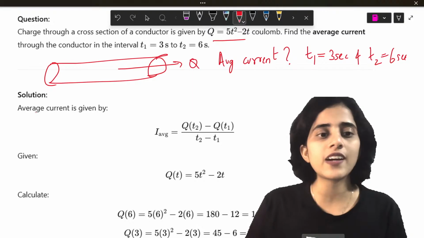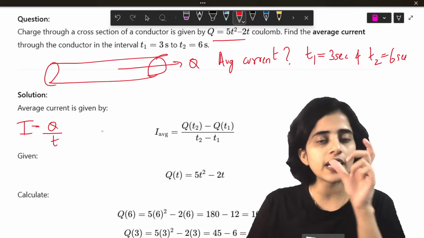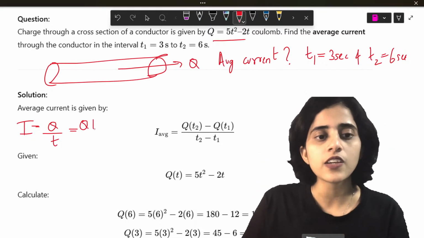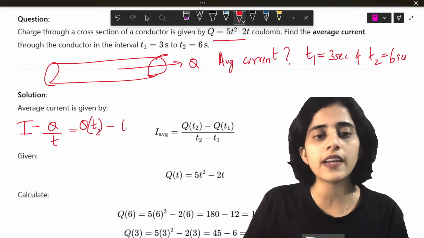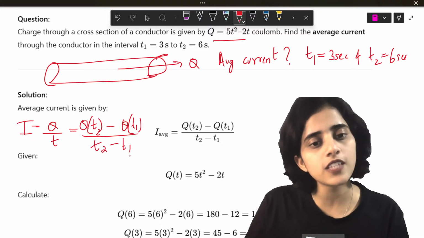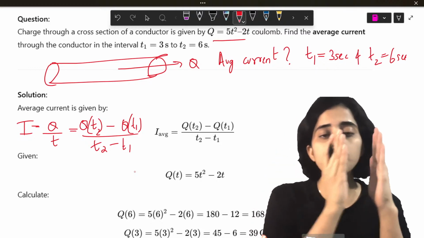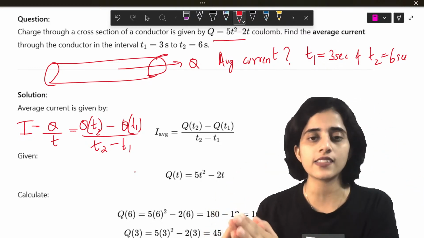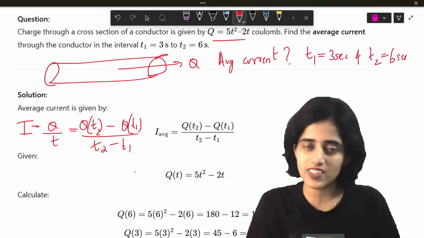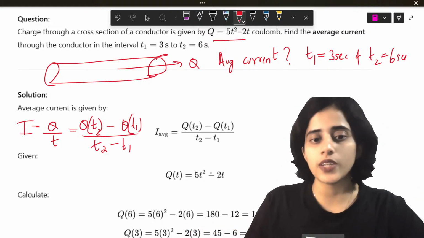So let's find the formula for current. Current is equal to Q by T. Since I have to find the current for an interval, I will take it as Q at T2 minus Q at T1, the whole divided by T2 minus T1. Why do I do that? Because I have to find the average current between 3 seconds and 6 seconds. So I take the charge at 3 seconds, charge at 6 seconds, time at 3 seconds, and time at 6 seconds.